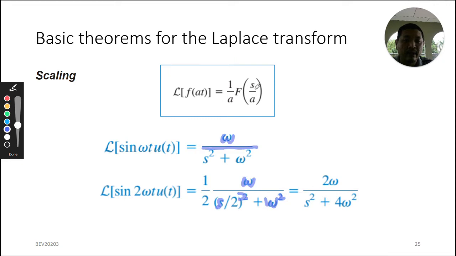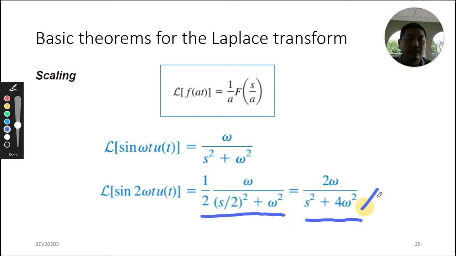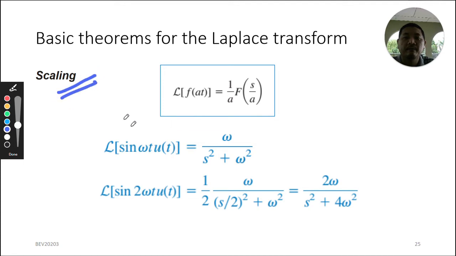But take note that for every s, we have to divide it by a. So every s we need to divide it by 2, in this case 2. This is the a. So once we do this, the answer is this. That's the idea of scaling, the properties of scaling.